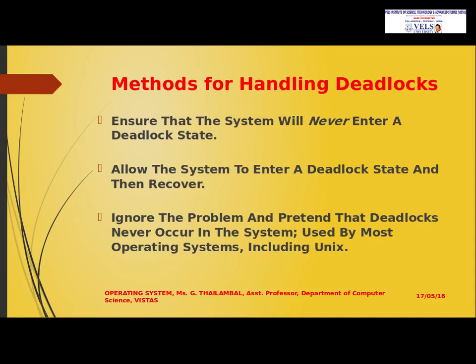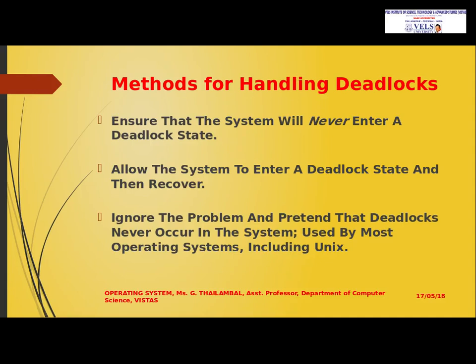And methods for handling deadlocks. So deadlock has happened now. What to do? So we have to ensure that the system will never enter a deadlock. Whenever a process is asking for a resource, we have to check whether allocating the resource to the process leads to a deadlock or not. Then only we have to allocate it. So we have to ensure that the system will never enter a deadlock, or else allow the system to enter a deadlock and then recover.